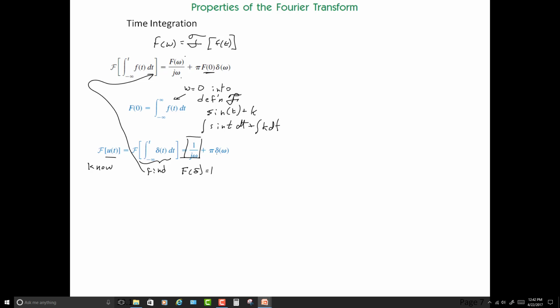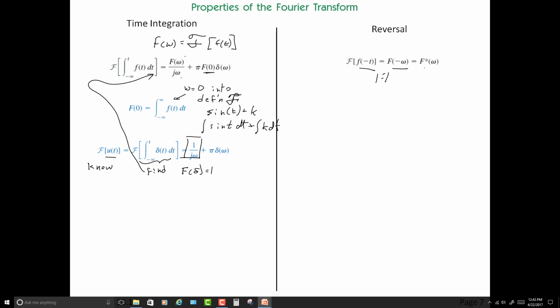You have pi times the delta at whatever the omega is. Okay. Let's try another one here called reversal. Reversal is pretty straightforward, actually. It simply says, if I reverse time, then I reverse frequency. This is what I would call a one-to-one relationship. If I reverse time, I reverse frequency.